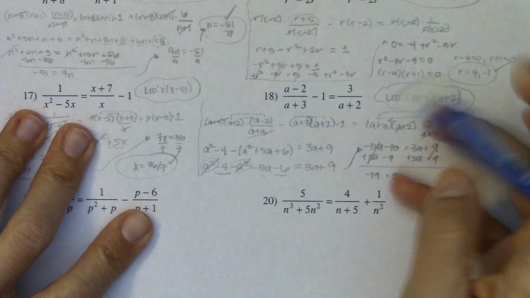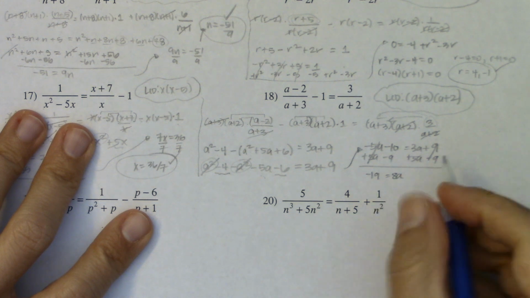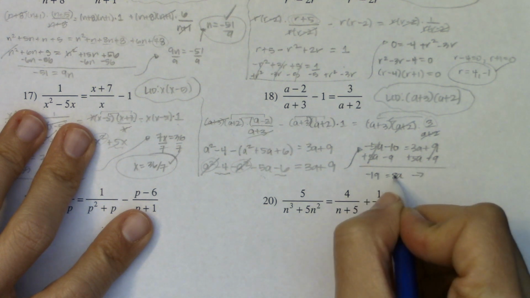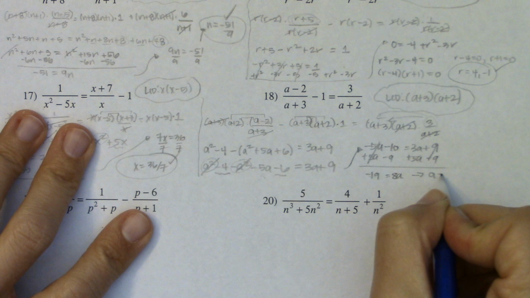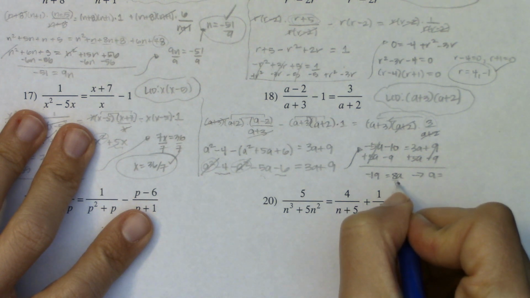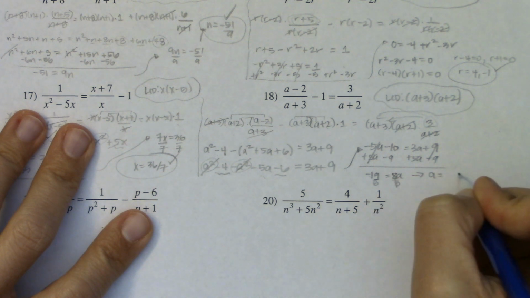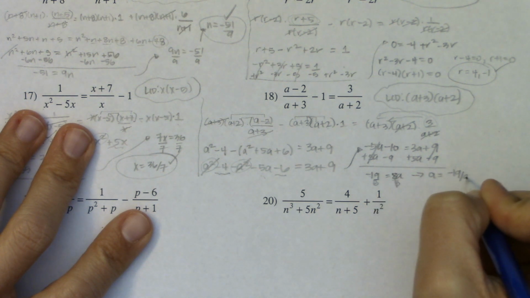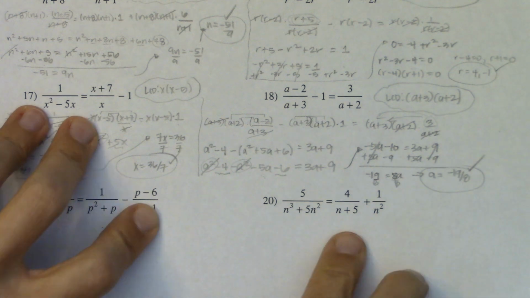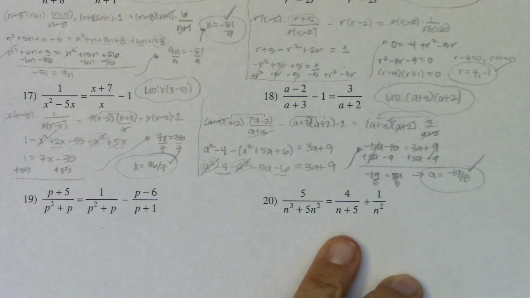And you can probably start to see the last thing I need to do, and I'm going to run out of room, is I would divide both sides by 8. So a is going to equal, and if I just kind of squish this in here, right? A is going to equal, if I cancel this, negative 19 over 8, which is a completely fine answer as it doesn't make any of my denominators 0.